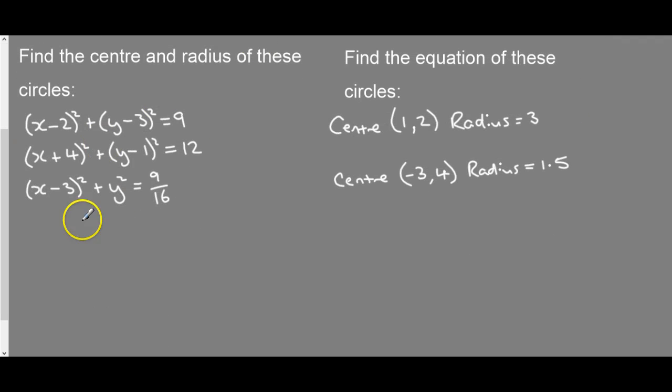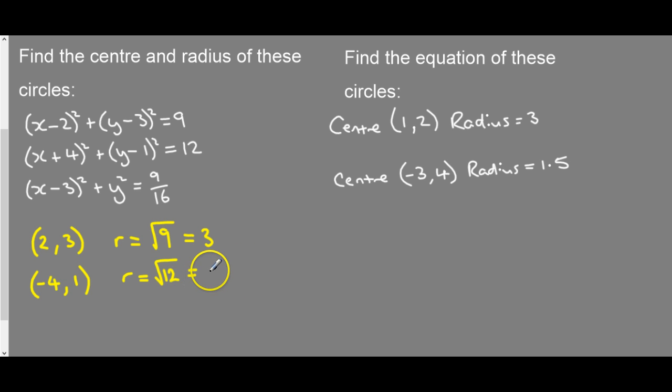Okay, so you're playing the video again, having had a go at these, and let's see if you got it. So for the first one, you should have had a centre of 2, 3, and a radius of the square root of 9, which is 3. For the second one, you should have had a centre of negative 4, because you'll see that there's a plus 4 there. So this has a centre of 2, this has a centre of negative 4, and the y coordinate of the centre is 1, and the radius is the square root of 12.